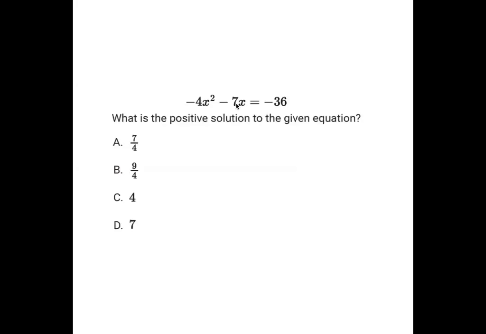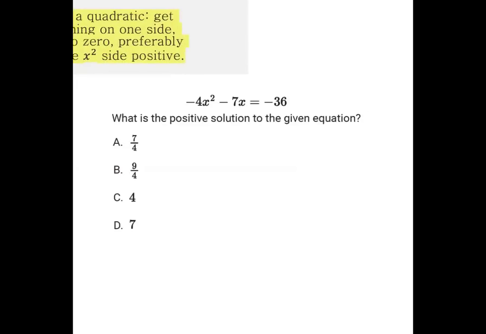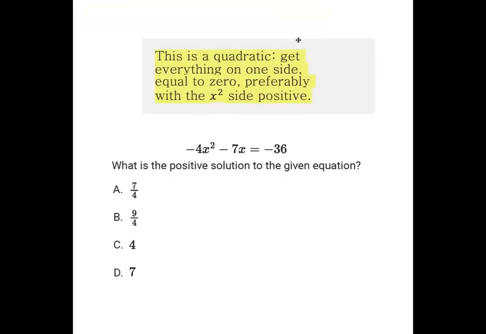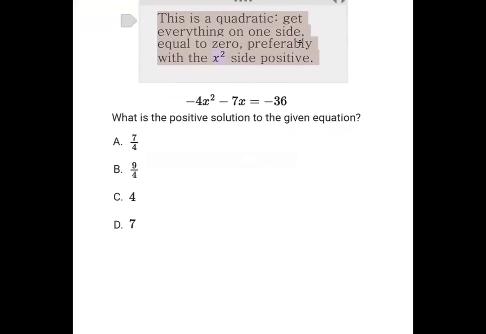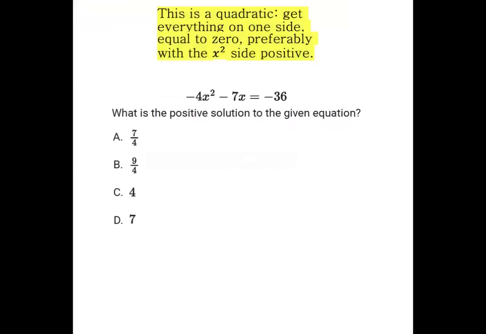Here, we want to identify at first that this is a quadratic because it's got an x squared to it and an x to it. And for a quadratic, you want to get everything on one side equal to 0, preferably with the x squared side being positive. So we can accomplish that if we add 4x squared and 7x to both sides. So we'll have 0 equals 4x squared plus 7x minus 36.